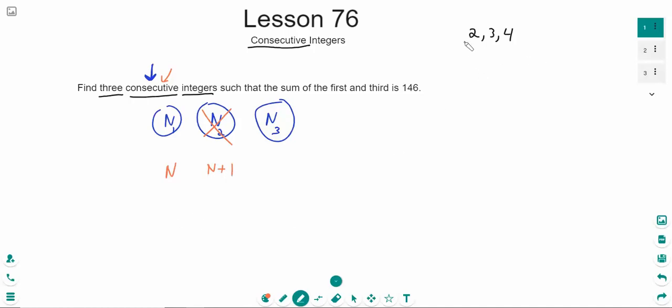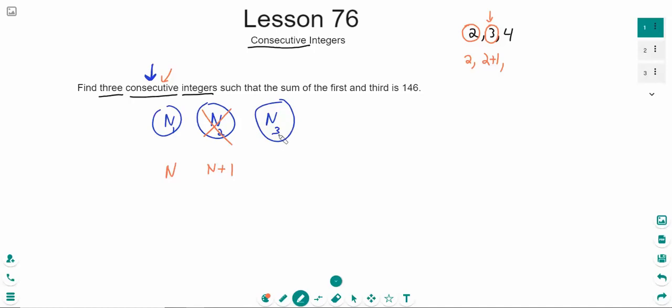So going back to our example over here, if the first number is a 2, the second number is just simply 2 plus 1, right? Which of course is 3. But that's the second number because these are consecutive, which means every new number is going to go up 1, right? So the second number, instead of just being n, it's going to be n plus 1. All right? Make sure you understand that.